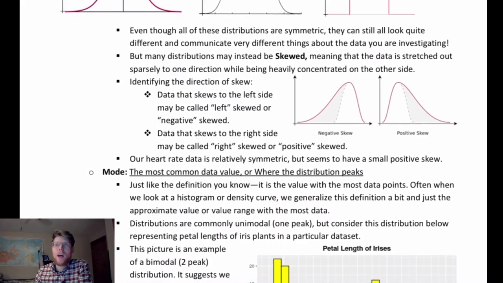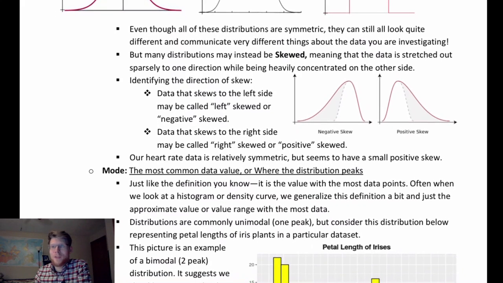So when our data is not symmetric, then oftentimes it means that it's probably skewed, meaning that more data is concentrated on one side with data kind of skewed out towards the other direction. So here we have data that's mostly concentrated on the right, on the positive side, and the skew is stretching out negatively. Oftentimes we won't say negative skew, we might say left skewed. So I would just be familiar with both of these terms.